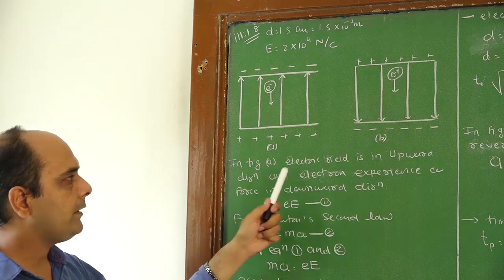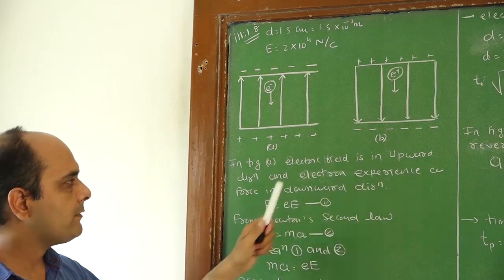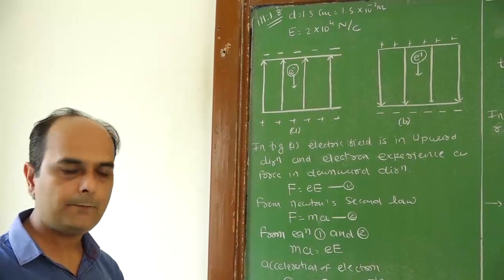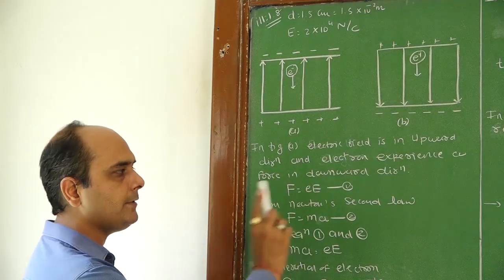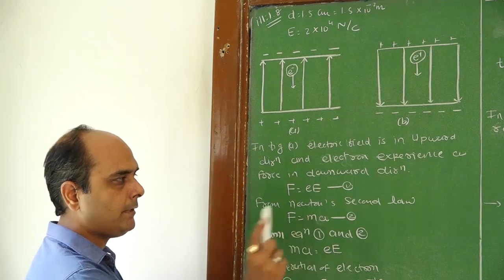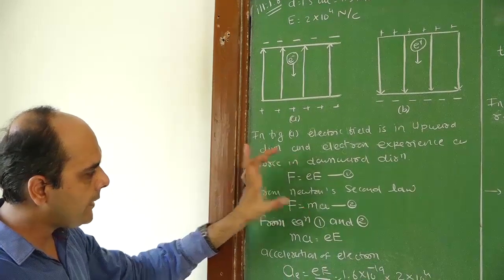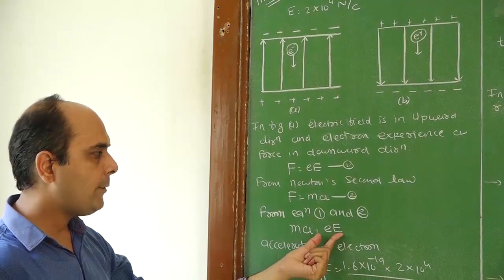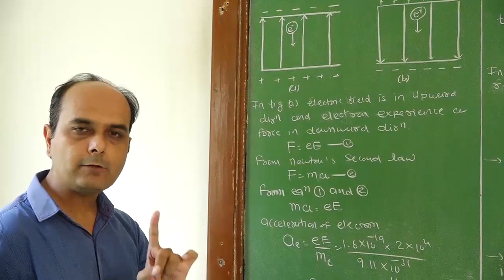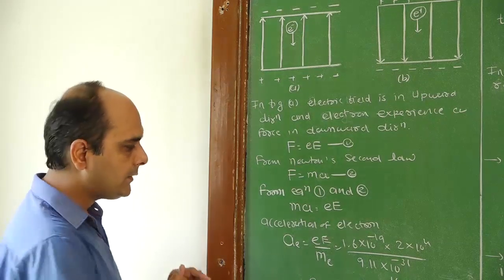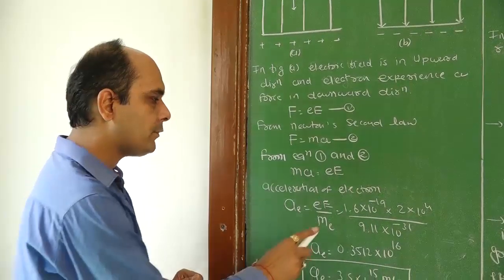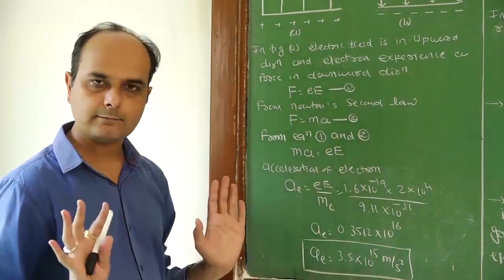Now in figure A, the electric field is in an upward direction. The electron experiences a force in a downward direction. That force acting on it is F equals eE, equation number 1. From Newton's second law, F equals ma. Comparing these two forces, we can say that ma equals eE. Now make a the subject. Therefore, a equals eE by m. When we calculate the acceleration of the electron, select the mass of the electron. When we calculate the acceleration of the proton, select the mass of the proton. Only this small change takes place.